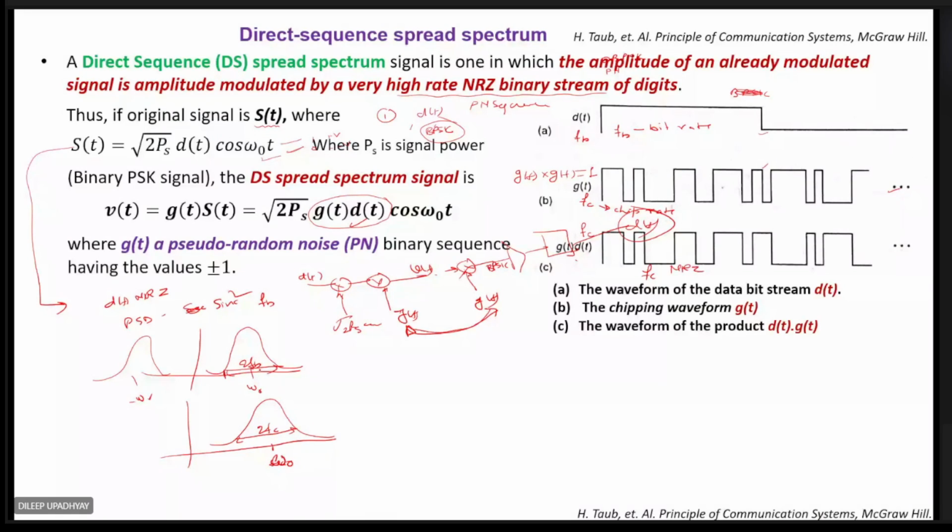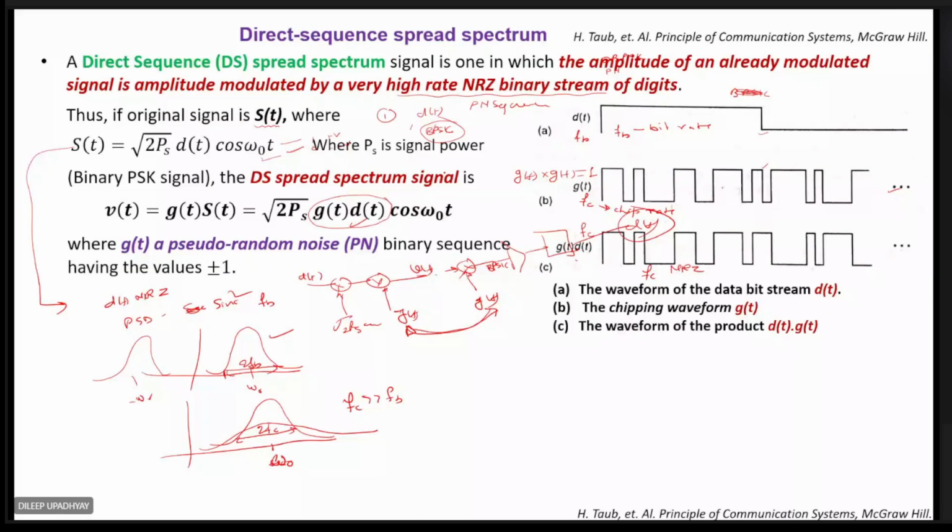Now, as I told you, FC is much greater than FB. Hence, this spectrum is much wider than this spectrum. So we are getting the spreading in the spectrum. So it is called the spread spectrum technique.